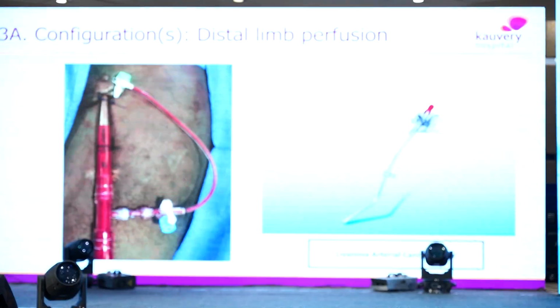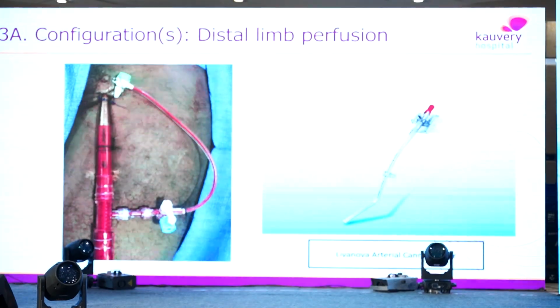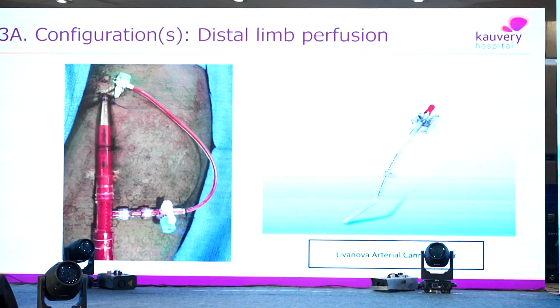Next, I was speaking about the distal cannula and splicing into this circuit. Now, increasingly we are using this particular cannula, which is the LivaNova cannula, a 19 French cannula, which has a hole for distal perfusion. So this kind of negates the need for a distal perfusion channel on the arterial side itself.